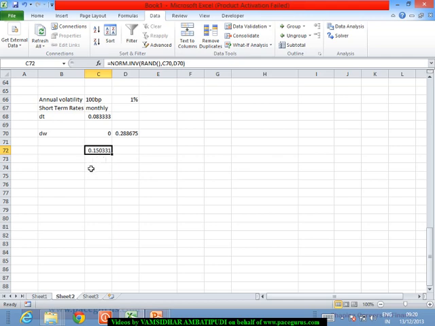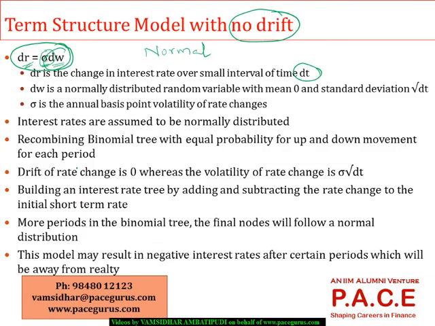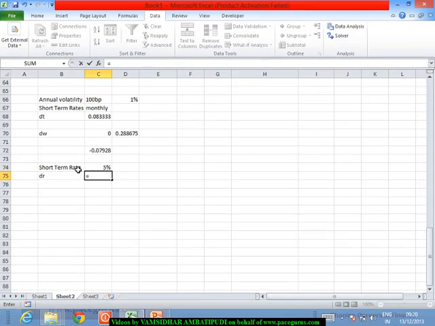If I assume that this is the value, how do I come out with my interest rate? Let's say currently the short-term rate is around 5%. How do I use this information now? I will take dr, which is nothing but the annual volatility times dw. So the annual volatility is 1%, times this dw. This is what is going to be my dr.